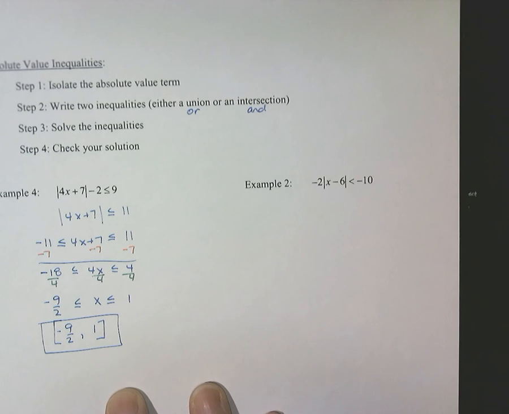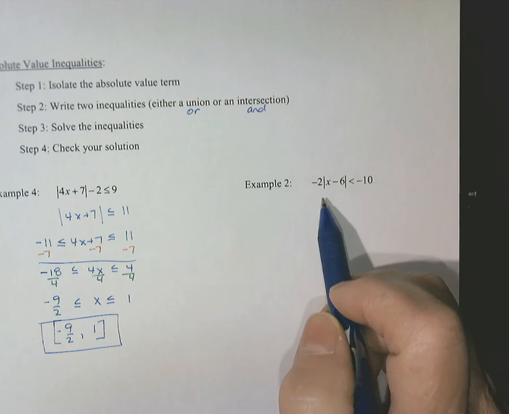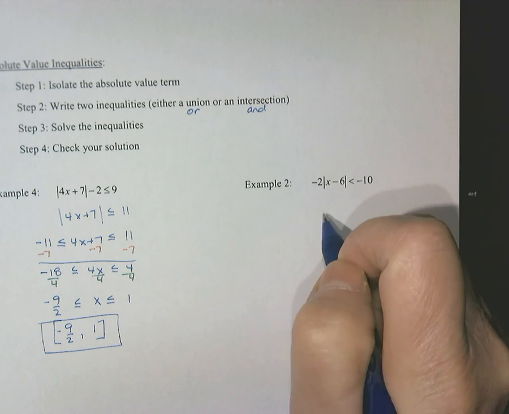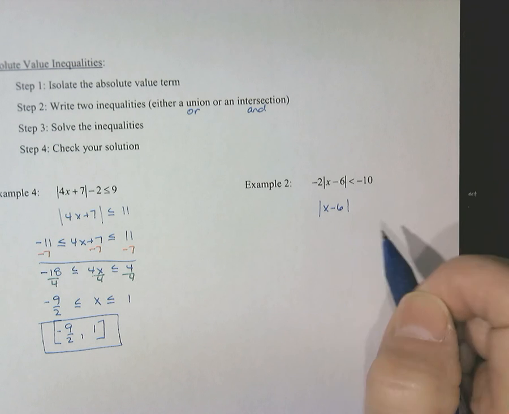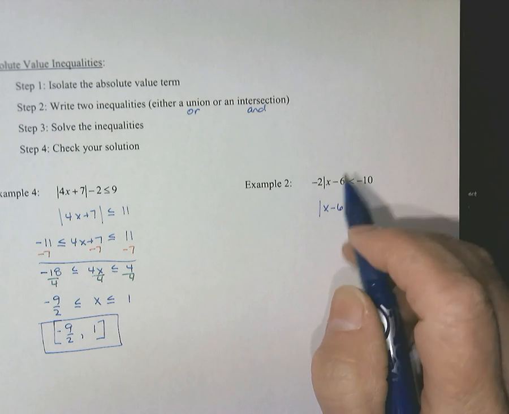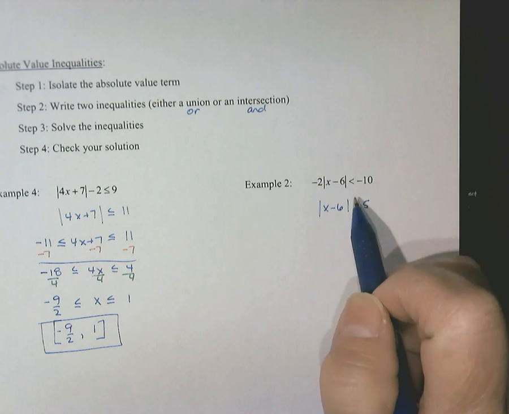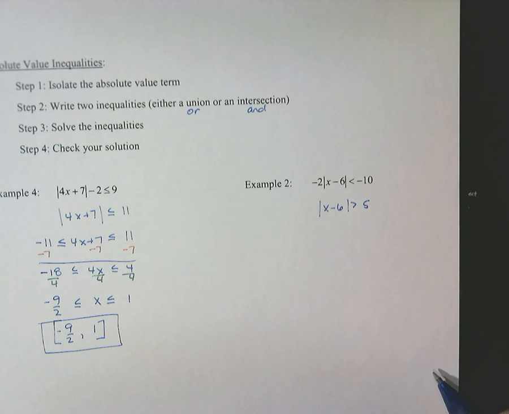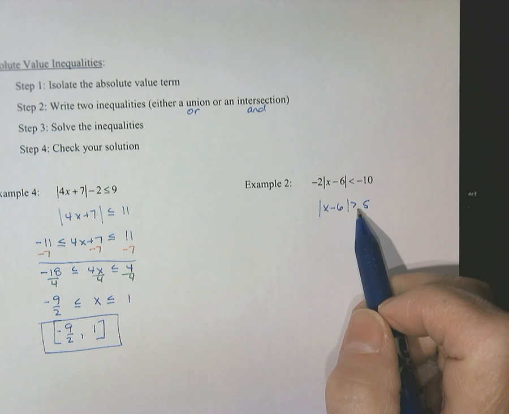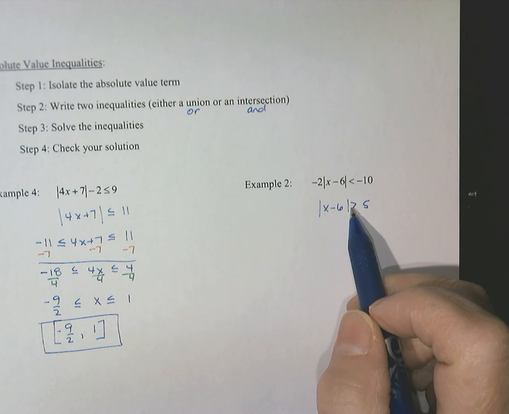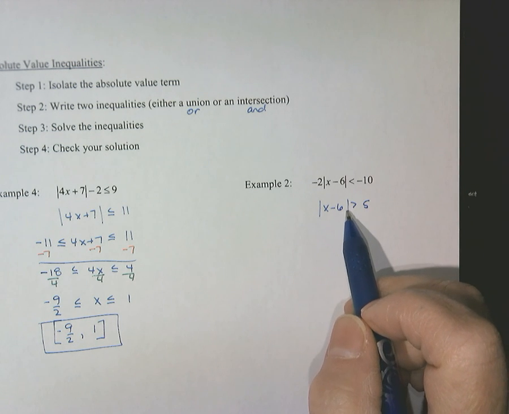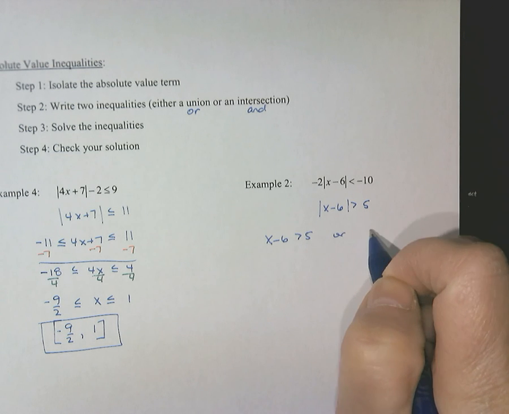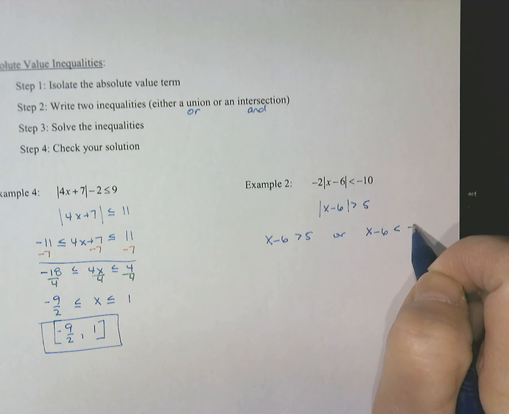The second example I have, I isolate by dividing both sides by negative 2. So I get absolute value of x minus 6. When I divide negative 10 by negative 2, I get a positive 5. But remember, when you divide by a negative, you flip the inequality. Now, this is not a compound inequality. This is a union. This is an OR. So I'd have x minus 6 greater than 5, or x minus 6 less than negative 5.